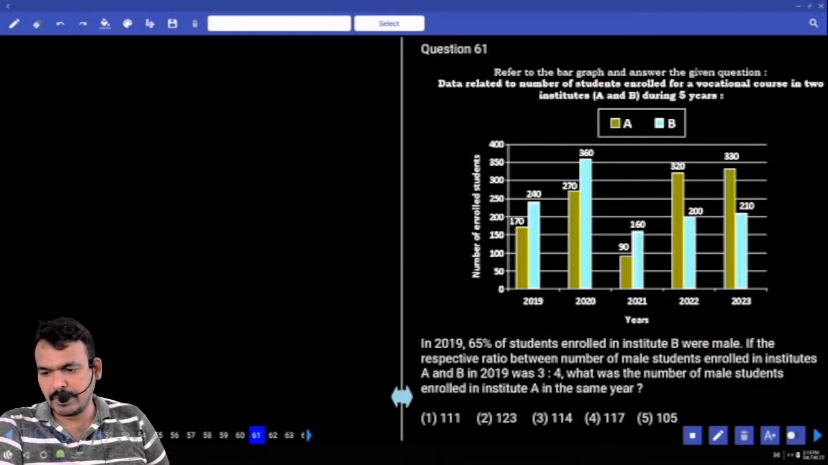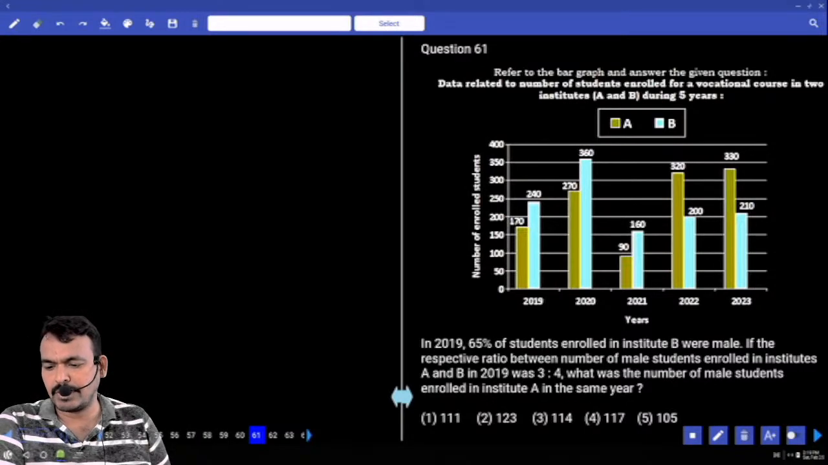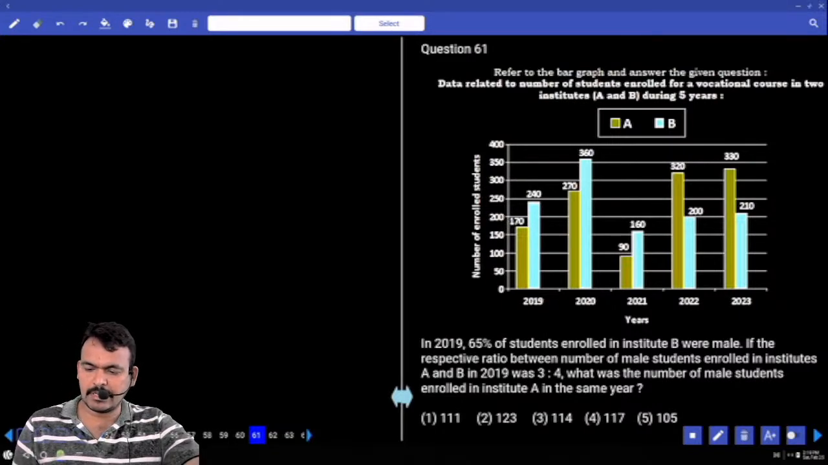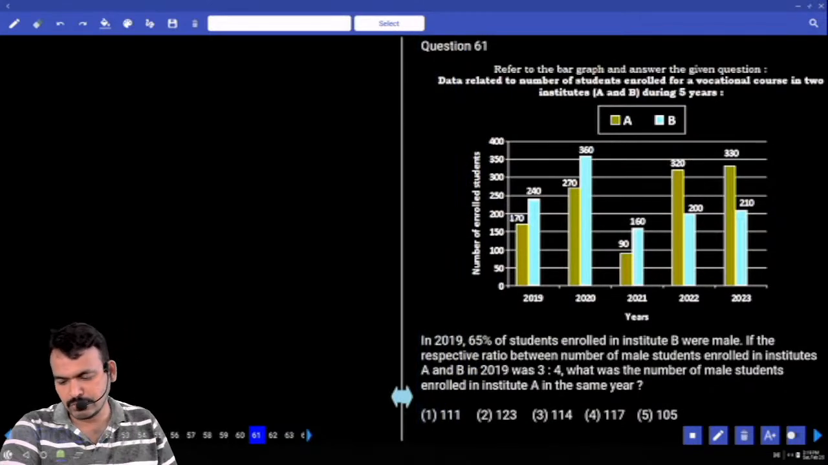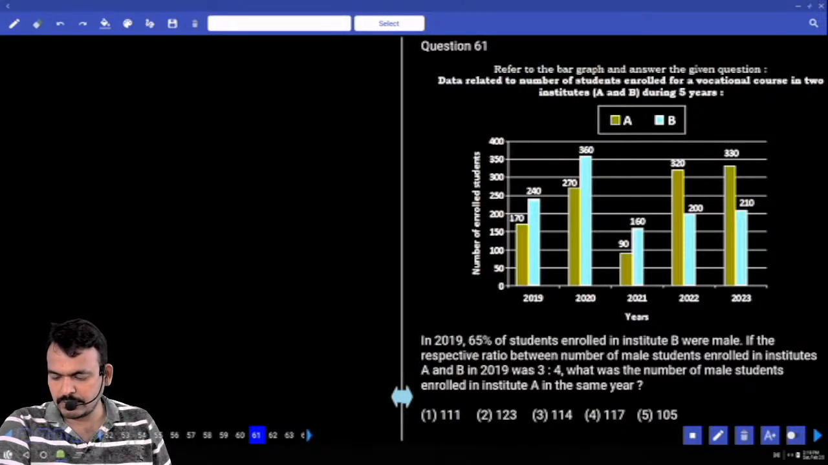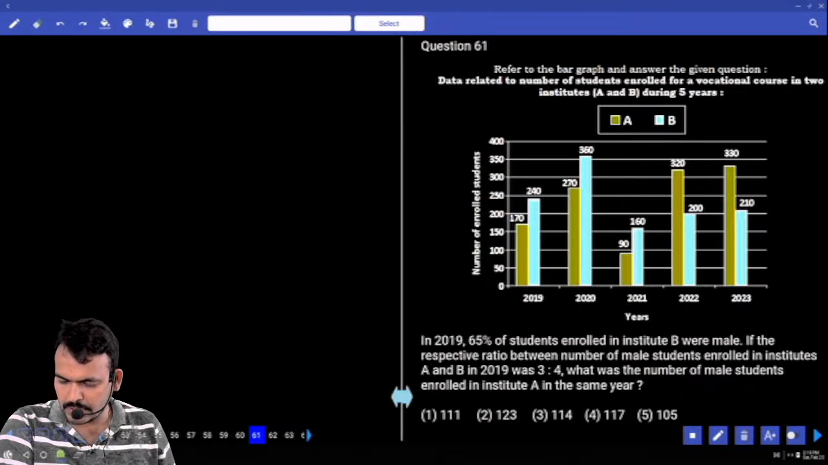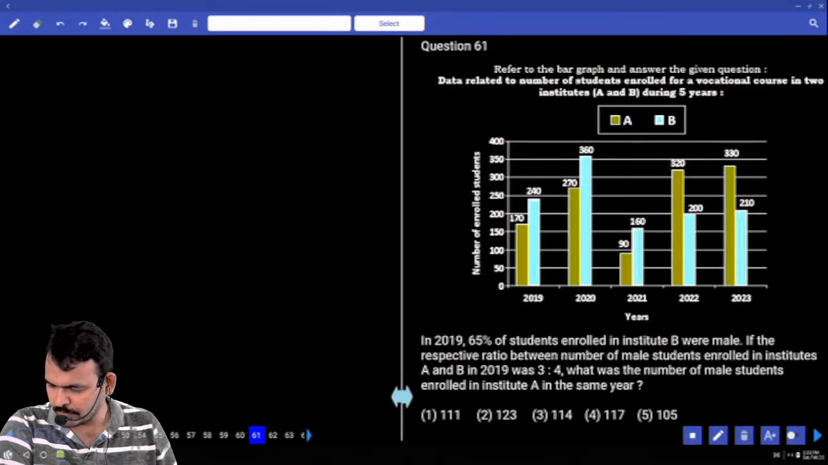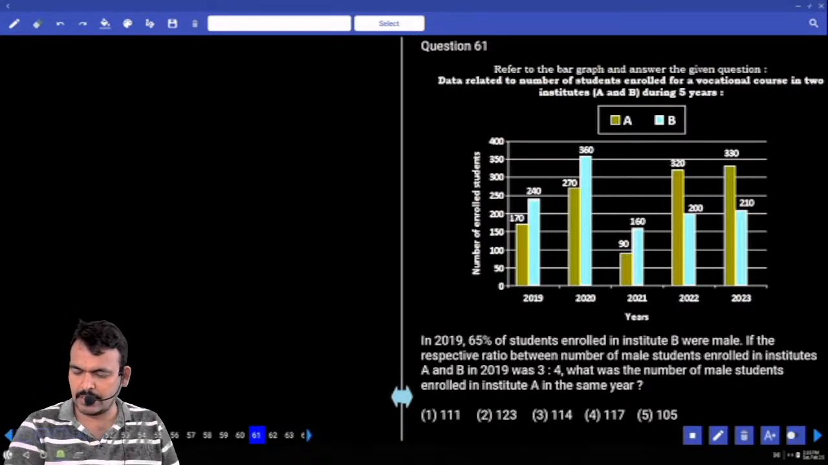Data related to the number of students enrolled for vocational courses in two institutes A and B during how many years? 5 years. And in 2019, what is the A value? 170, and B value 240. So on are given. What is the first question? In 2019, 65% of the students enrolled in institute B were males. If the respective ratio of the number of male students enrolled in institutes A and B together in 2019 was 3:4, what was the number of male students enrolled in institute A in the same year?